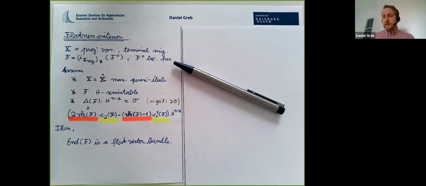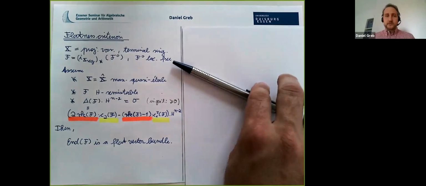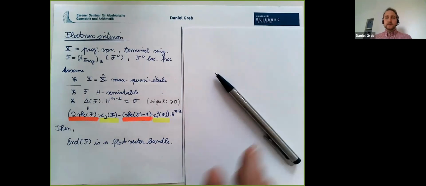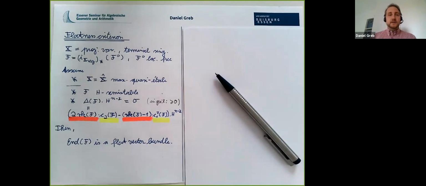Okay, that's a general setup, and now I make 3 assumptions, so in 2 groups. The first one is an assumption on the variety, namely I assume that this variety is maximally quasi-étale. In the notation of yesterday, this means that X is equal to X hat. And so X hat was this finite cover which got rid of all the difference between the fundamental group of the regular locus and the fundamental group of the whole variety, at least as far as representations are concerned.